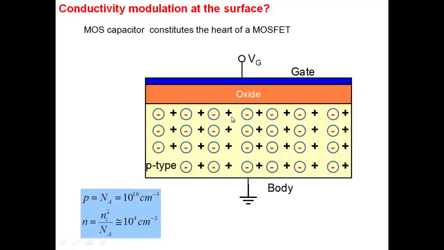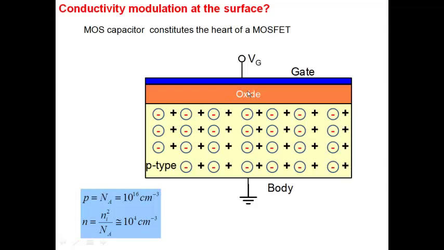creating the channel here. So for the sake of discussion, let's assume that the doping in the bulk, the doping in the semiconductor, is 10 to the power 16, which means that the holes that are there in this particular layer initially are 10 to the power 16. And the electrons are going to be Ni square over Na. We'll take Ni as 10 to the power 10 approximately. So n will be 10 to the power 4.